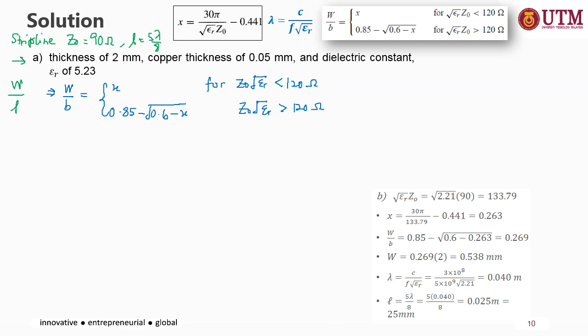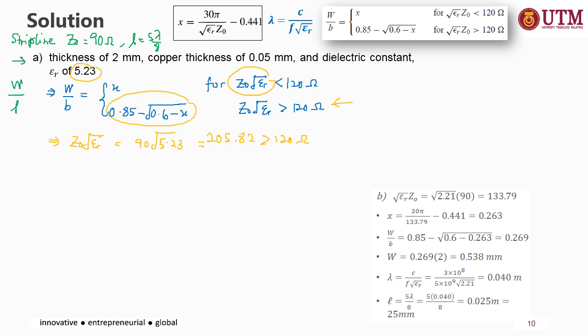To choose either W over B equal to x or the other one, you need to calculate this first, Z0 root epsilon r. Your Z0 given is 90, and the epsilon r given for the first case is 5.23, so you get 205.82, which is larger than 120 ohm. Therefore, you'll be using this.